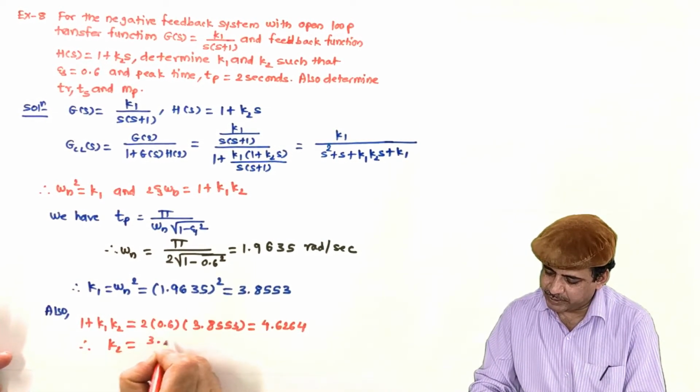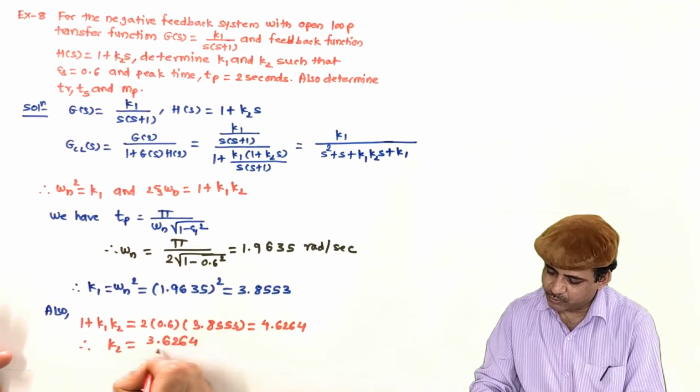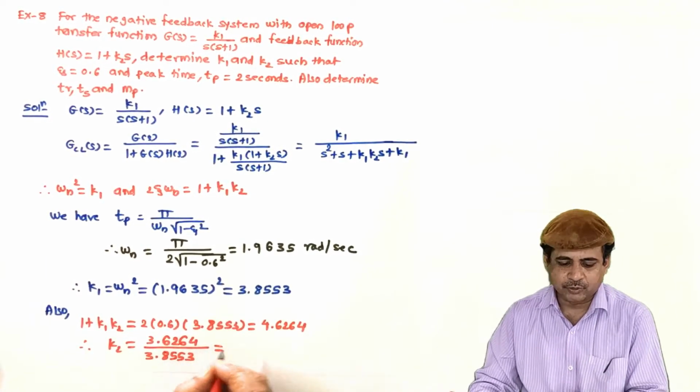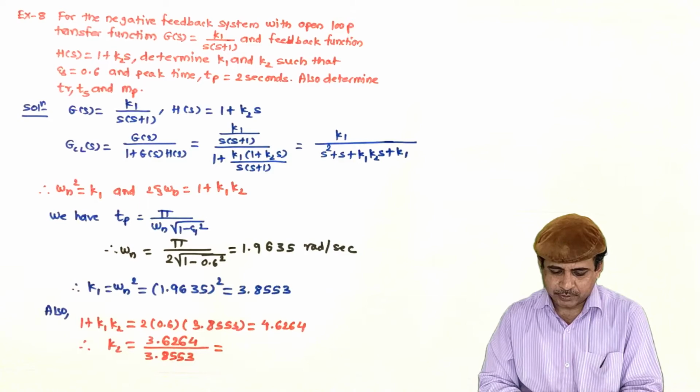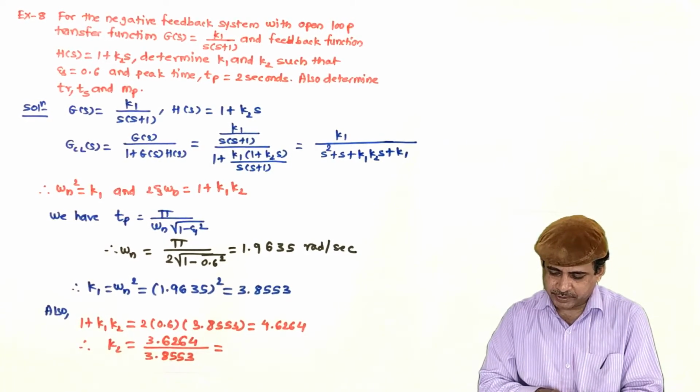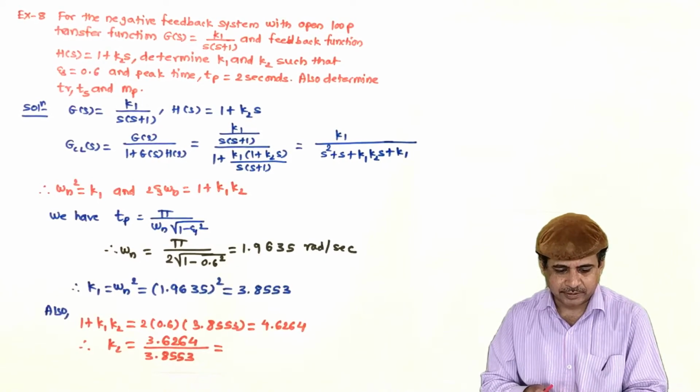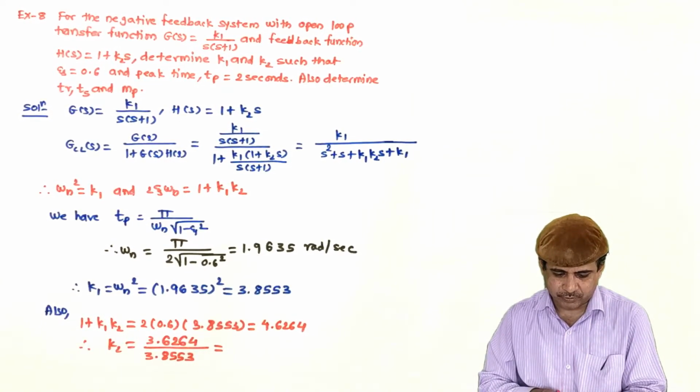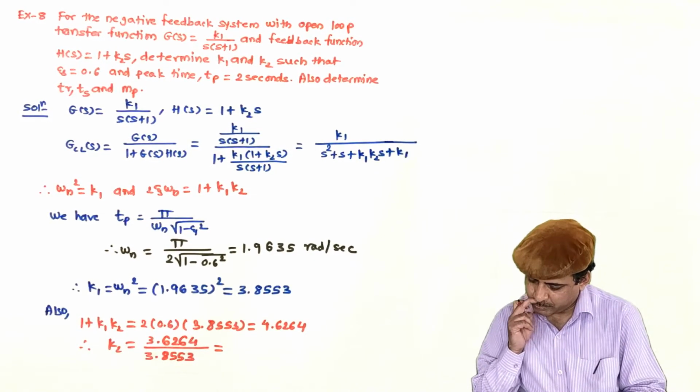So 3.6264 divided by 3.8553. So it is coming K2 equal to 3.6264 divided by 3.8553, K2 equal to 0.94.